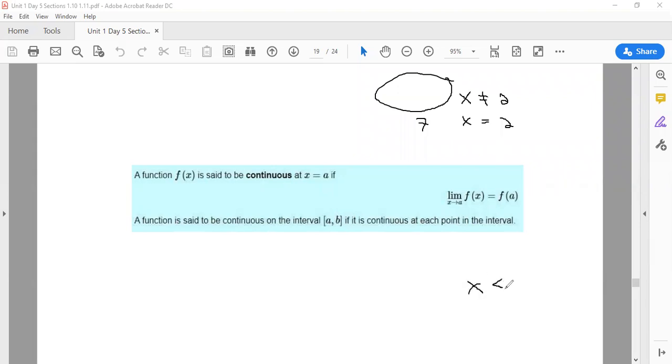But the moment that you see x is less than 7, x equals 7, x is greater than 7.